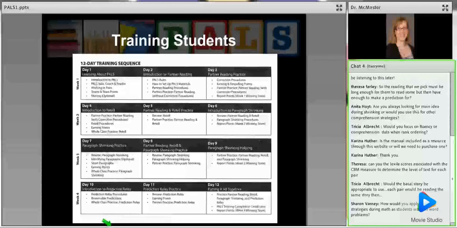And then moving on to training students. I have a question here. How would you apply PALS strategies during math as students work on word problems?